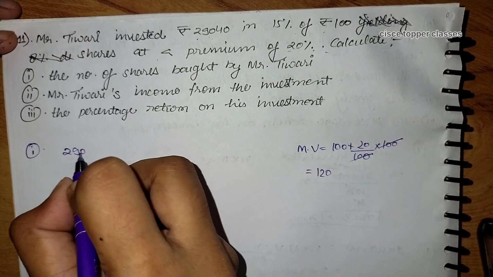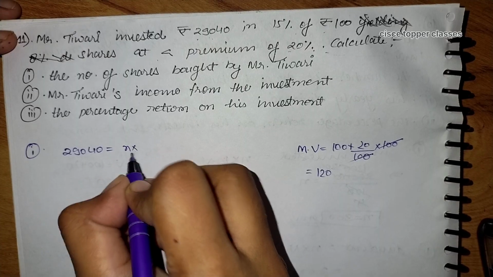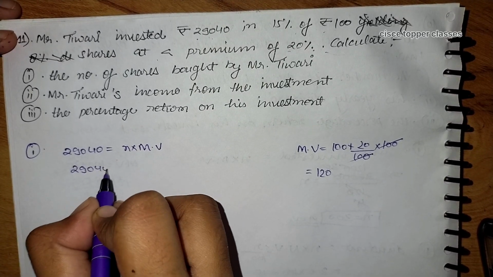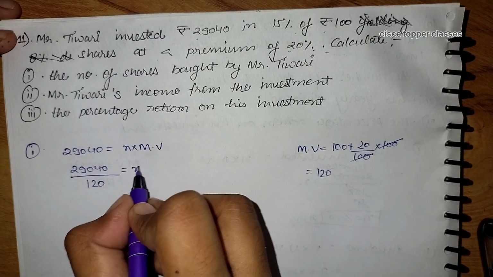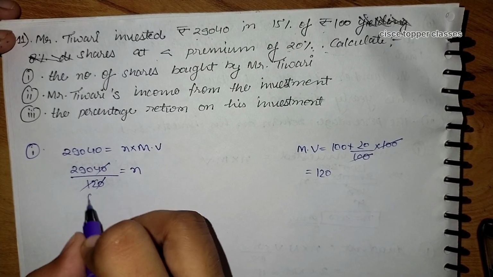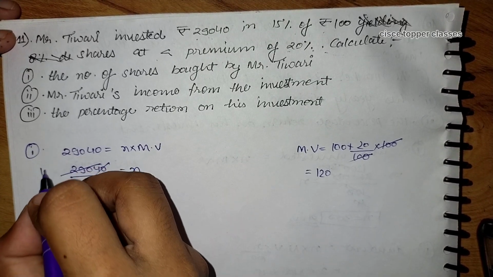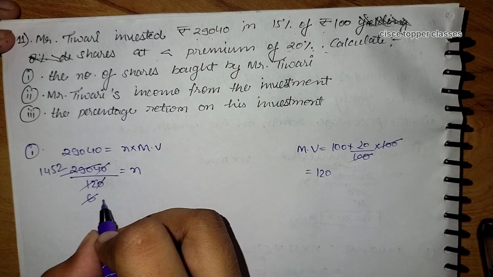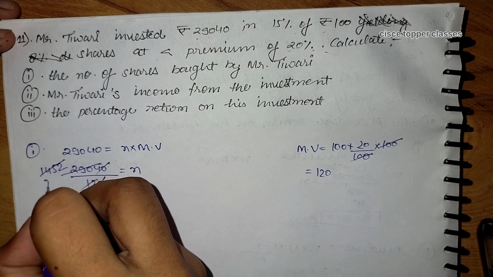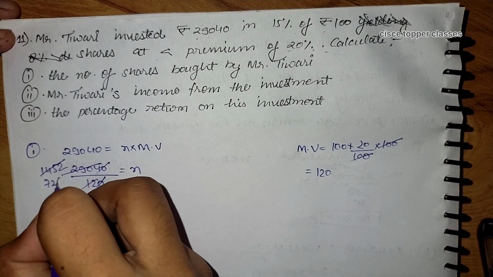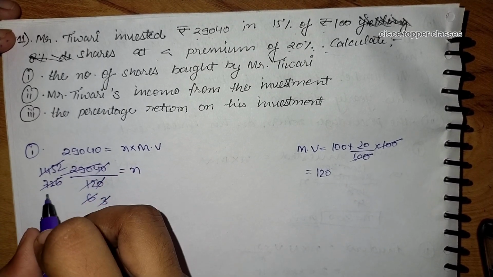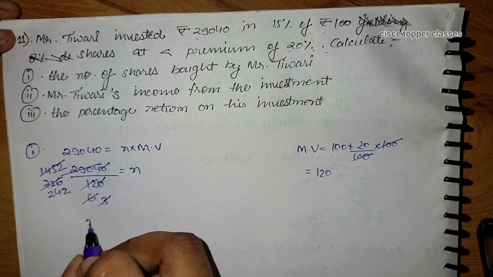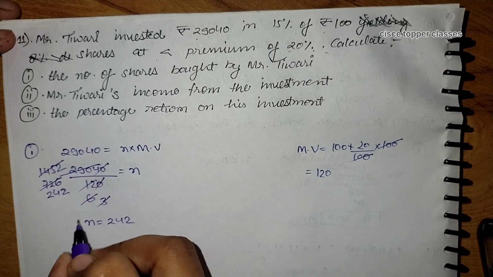Total sum is 29040 equal to n into market value. We will put the market value here. So this will be 29040 divided by 120 as the n here. This will be cancelled out here. Here we will get 6, 1, 4, 52. Then cancel out by 3. Then 72. Then 6. Again 2. Then 242. Means the number of shares is 242 in this question.